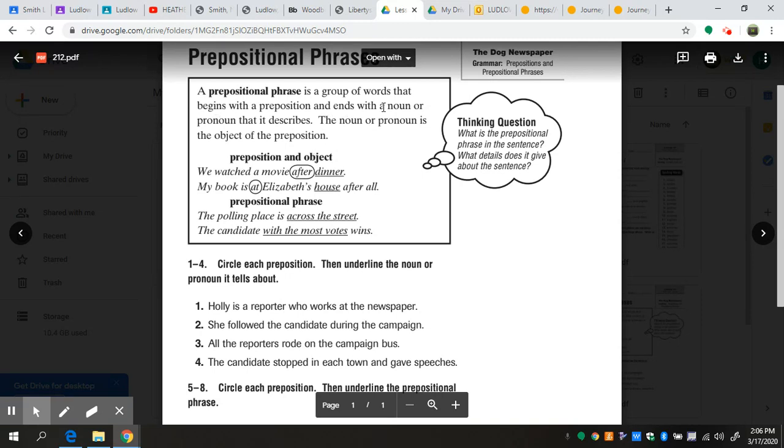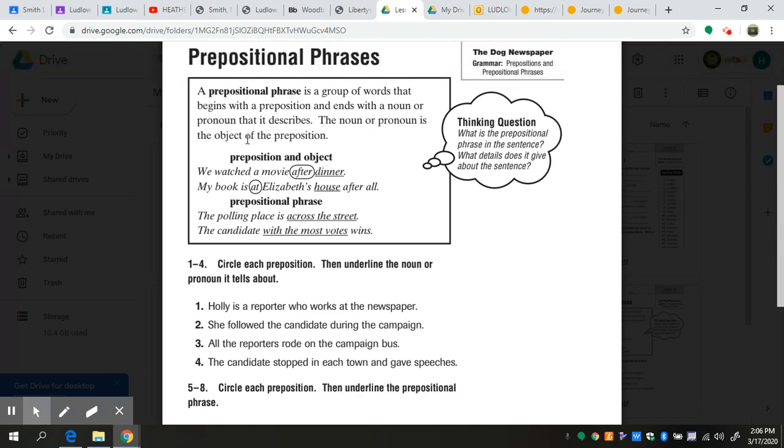A prepositional phrase is a group of words that begins with a preposition and ends with a noun or pronoun that it describes. The noun or pronoun is the object of the preposition. Preposition and object here. We watched a movie after dinner. The preposition after helps clarify what word. When, after what did you watch a movie? Well, dinner is the object of our preposition.